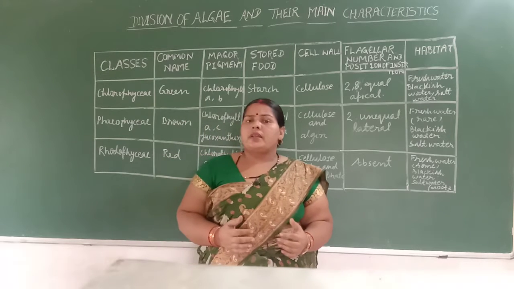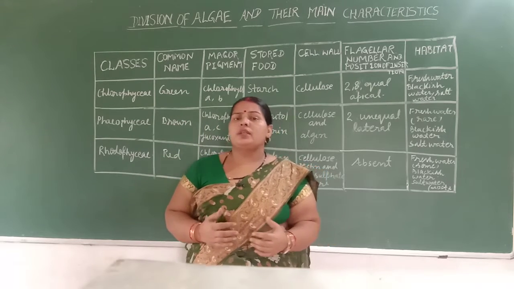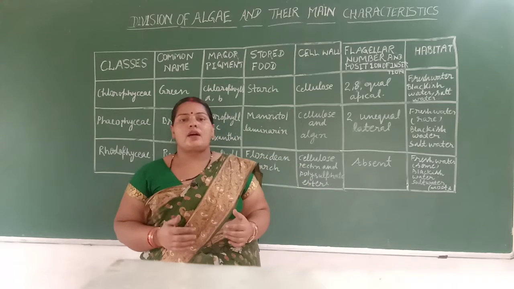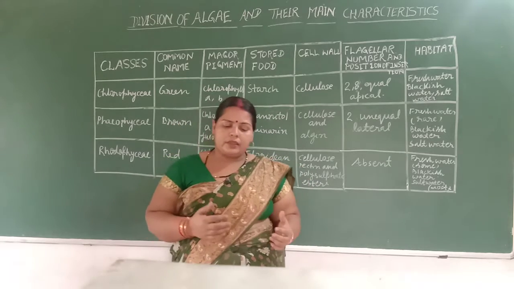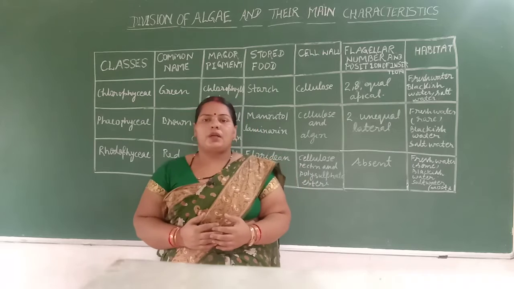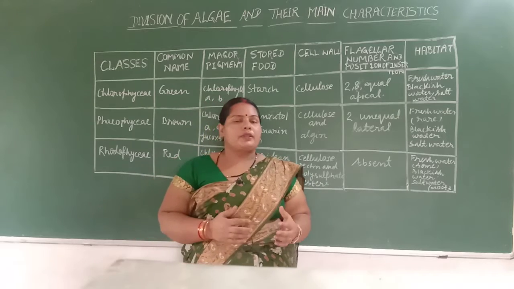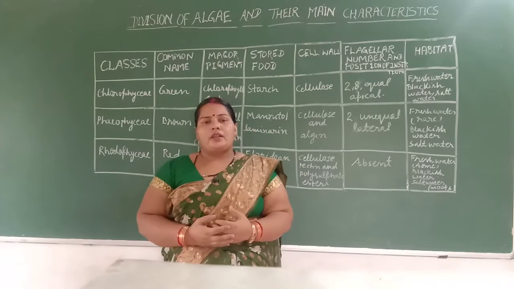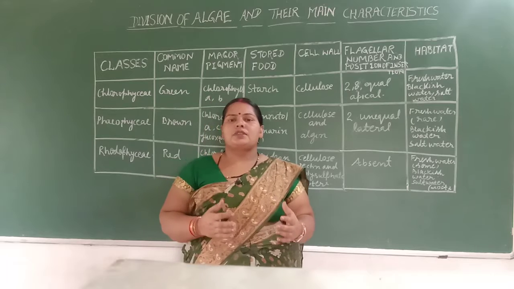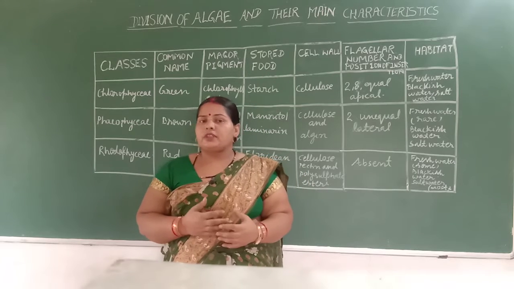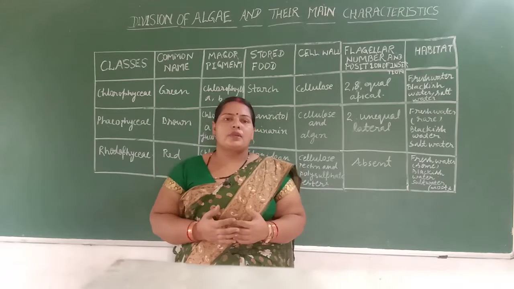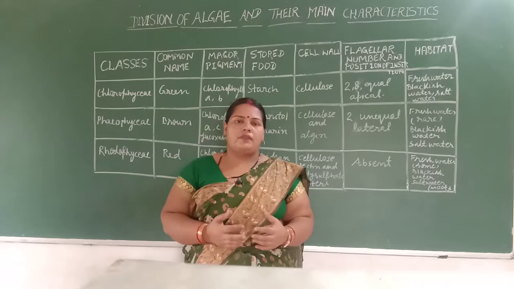So, students, in the plant kingdom, first of all you learn the general characteristics of the plant. First, plants are photosynthetic. Students, you know all plants are photosynthetic, and photosynthetic means they are autotrophs because they make food themselves.